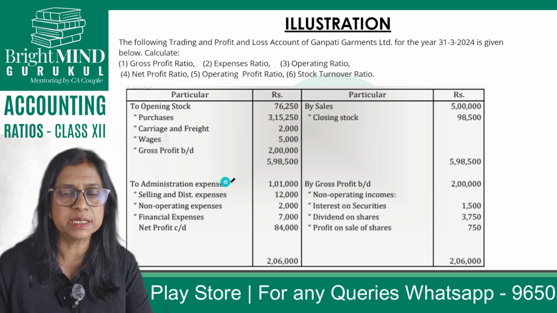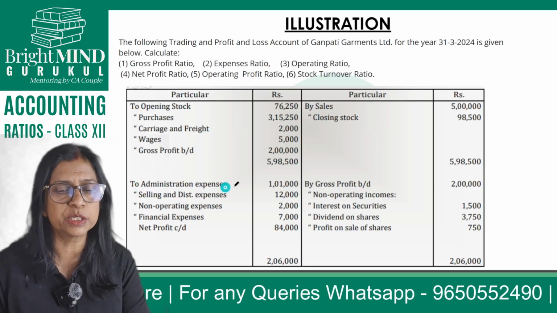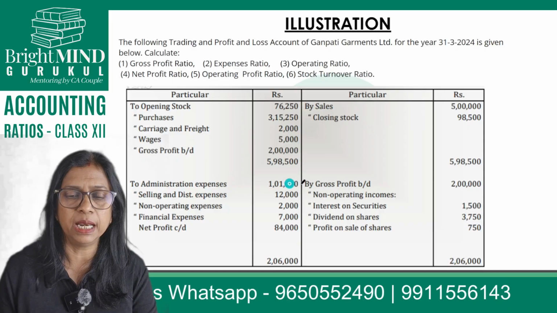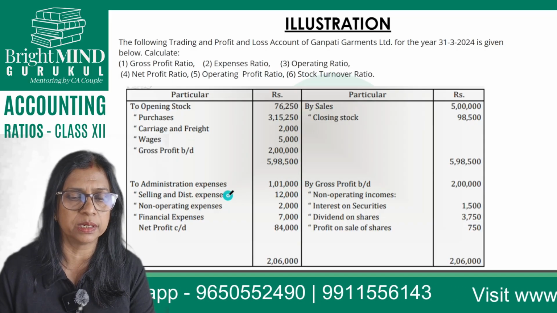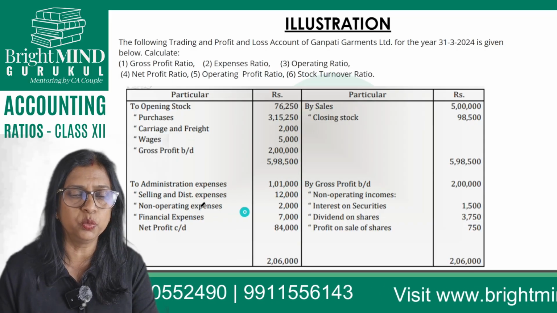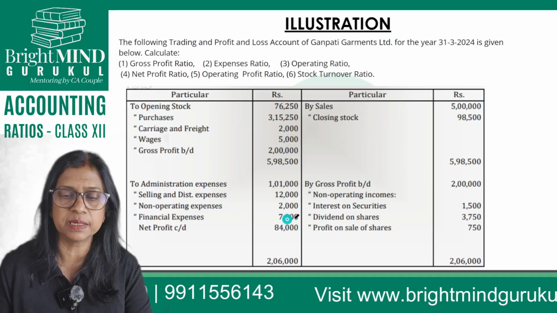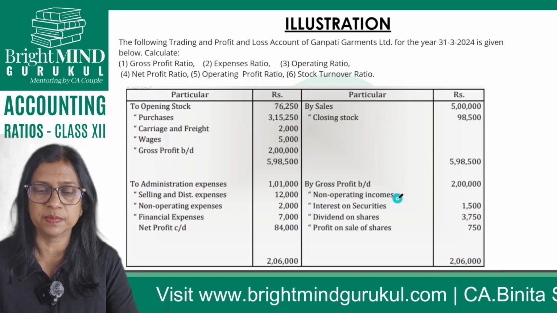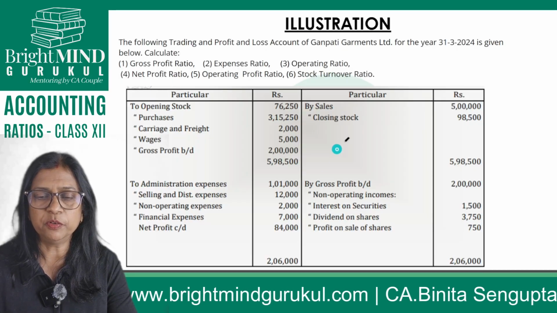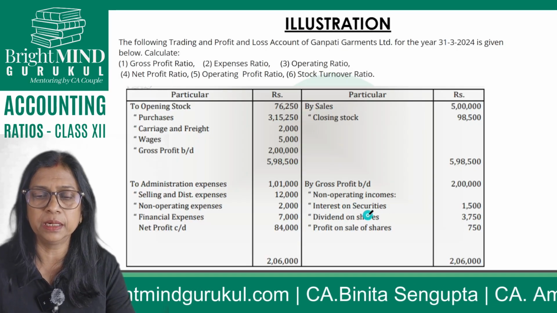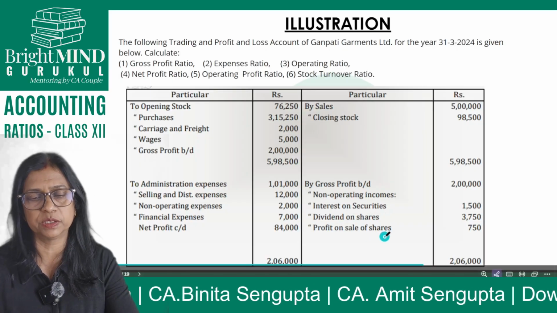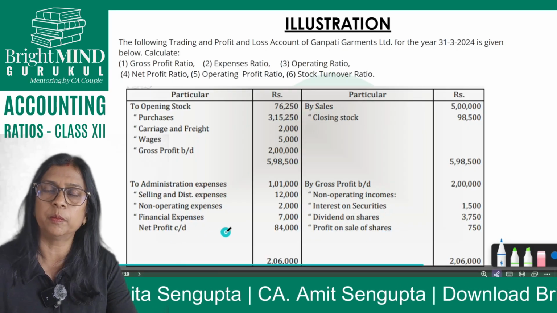Then comes administrative expenses, selling and distribution expenses. These are the operating expenses, 1 lakh 1,000 and 12,000. Non-operating expenses are 2,000 and financial expenses 7,000. Now this side, non-operating incomes. Apart from sales, the incomes are non-operating income, that is interest on securities, dividend on shares and profit on sale of shares. Then finally comes the net profit.